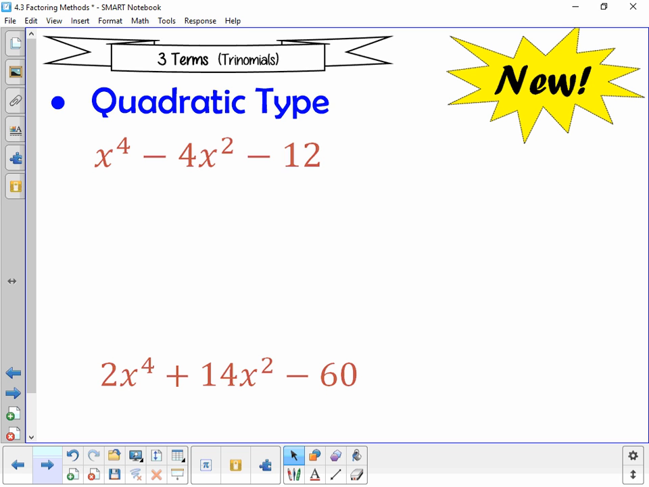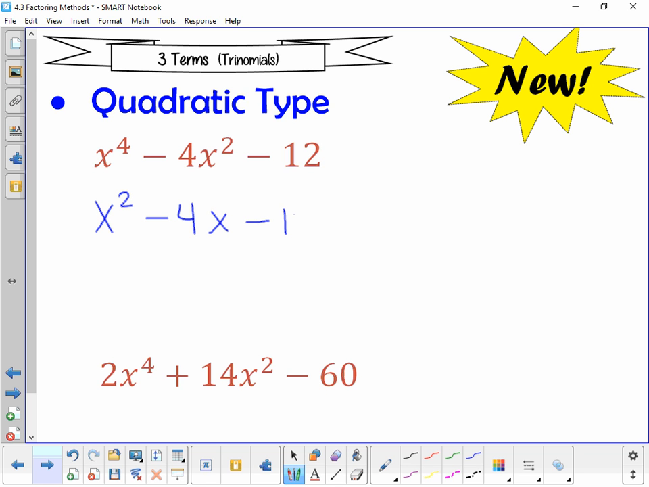Okay, here is our new type for the day. We have 2 new types for today, so this is our first new type. If you have a trinomial, 3 terms, and if the powers look something like this, we can factor it. It's really similar to factoring something like x squared minus 4x minus 12. If we were factoring x squared minus 4x minus 12, we would say, oh, it's factors of negative 12 that add up to negative 4, x minus 6, and x plus 2. Well, our factorization of this thing is very, very similar.